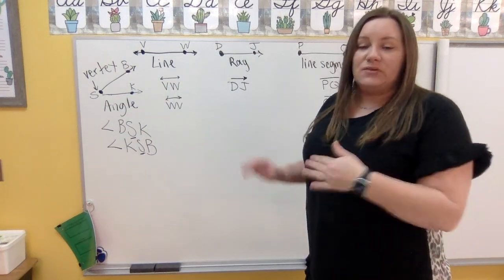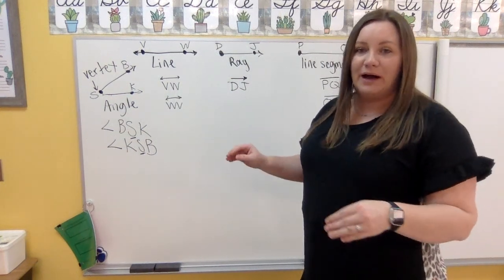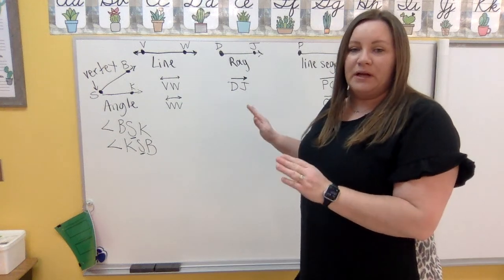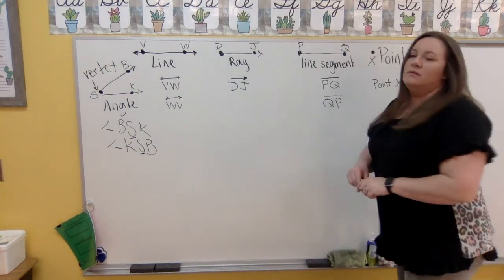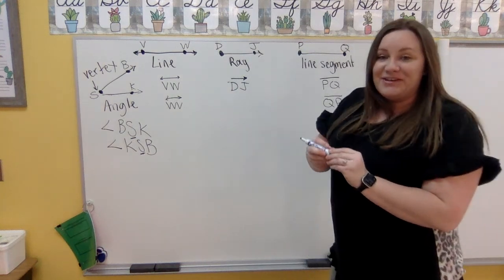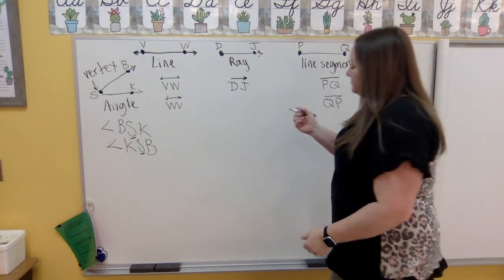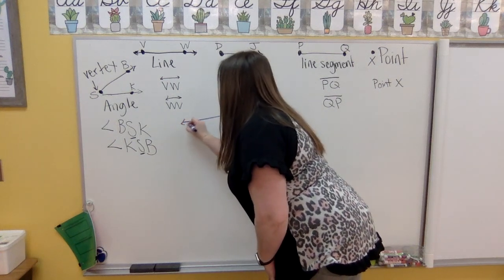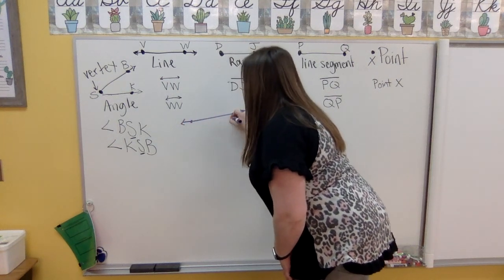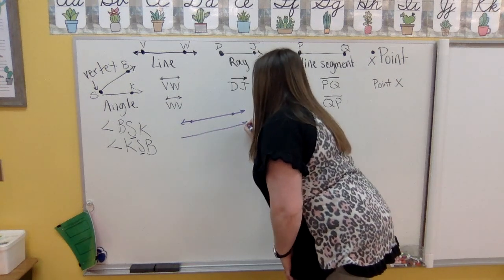Hey students, this is going to be the next thing that you need to know about whenever we're working with lines, points, angles, and rays. So, the next thing you need to know is what parallel lines are. Parallel lines are two lines that will never cross each other.